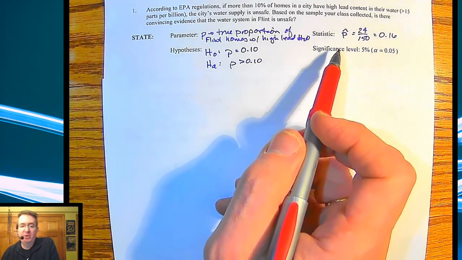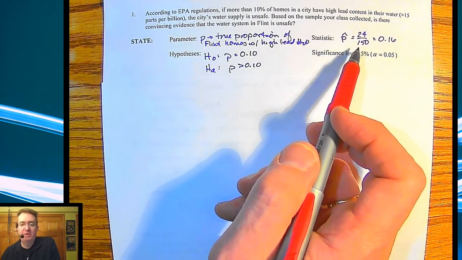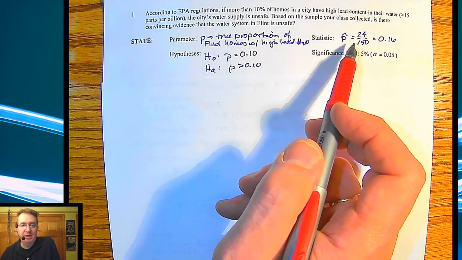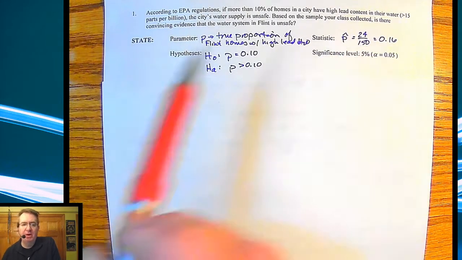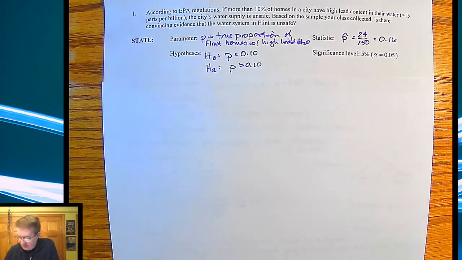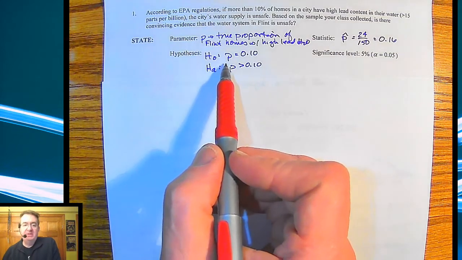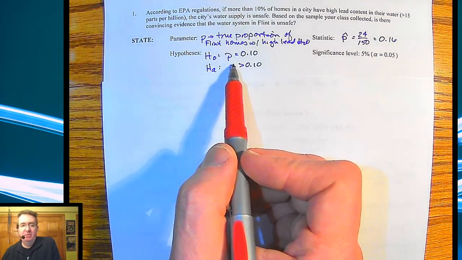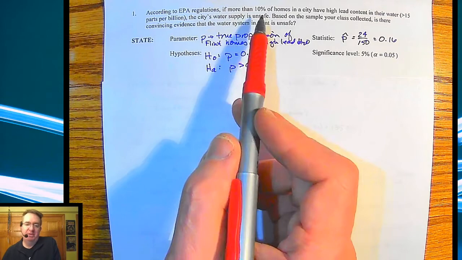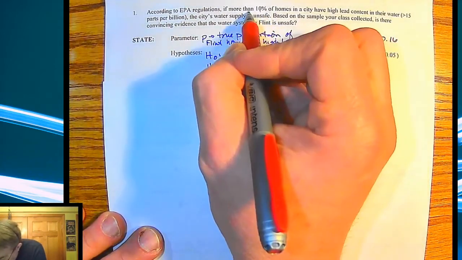Our statistic here, p-hat, is 24 out of 150. And again, the proportion is important, so they can get a sense. Plus, it also helps drive home what your p-hat value is, equal to 16%. Our null hypothesis is that the water's fine. We're good. We're not over that level of 10%. So this is coming from here.